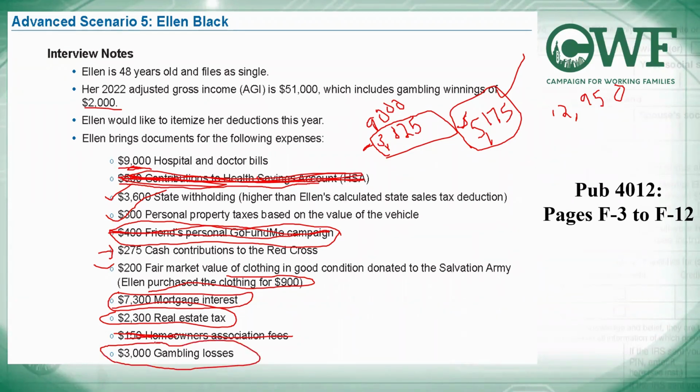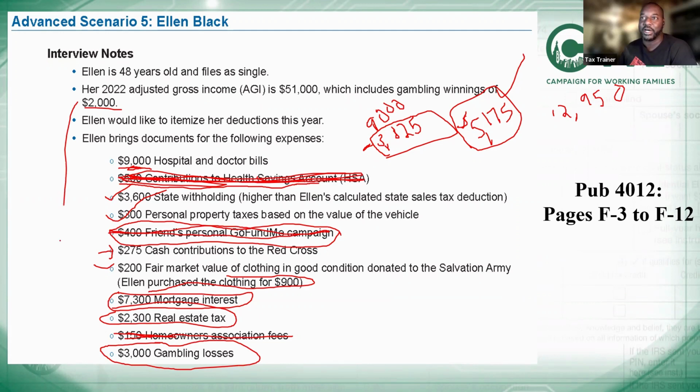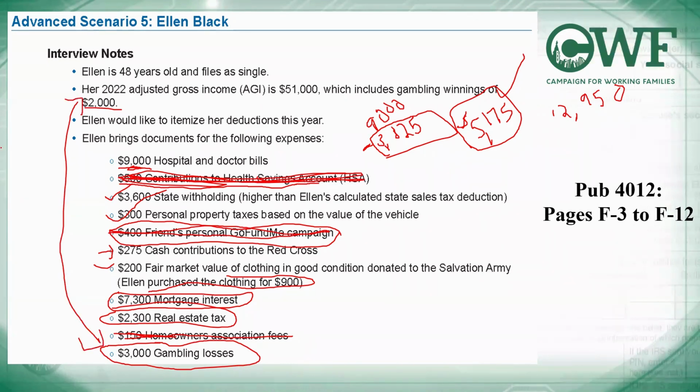Up to your winnings. There you go, Michelle. So how much can I include? $2,000. So I can put in gambling losses, but I can't put in more than what I won. So it would be $2,000 in gambling losses.